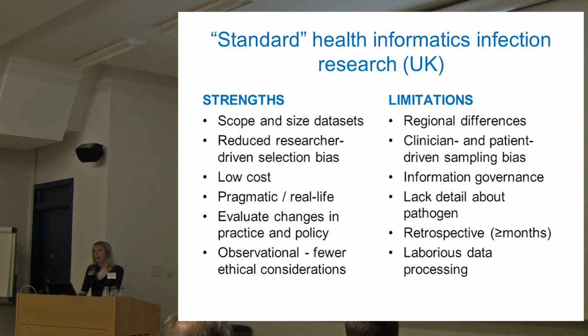There's no detail about the pathogen. So if someone gets C. diff infection or antimicrobial resistant infection, has that patient developed that from their own flora, or is that as a result of having transmission from someone else? And the routine bacterial data doesn't tell you that. It just tells you these two patients both have E. coli. Maybe they both have resistant E. coli, but is that transmitted from each other, or has it just emerged separately?